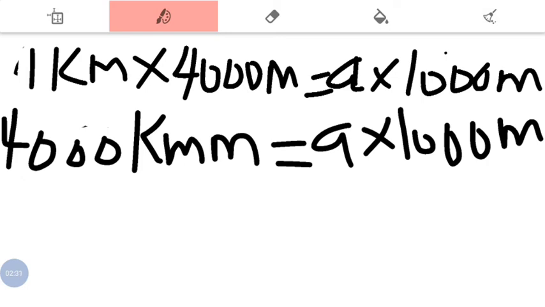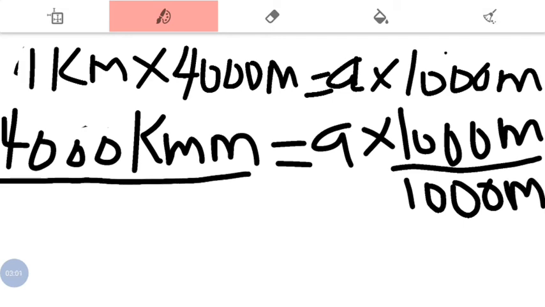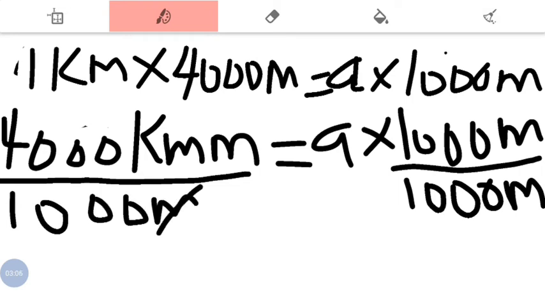Now, who can tell me what we are going to divide both sides with? Yes, we are going to divide both sides with 1,000 meters, because we have your 1,000 meters with your A, and I told you your letter must be left alone so that you can get your answer. So you divide both sides by 1,000 meters divided by 1,000 meters. Now your meters cancel your meters.